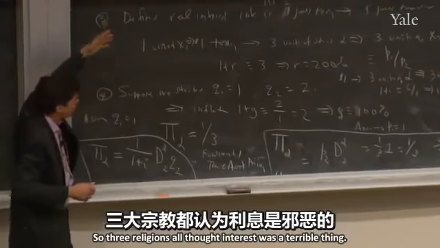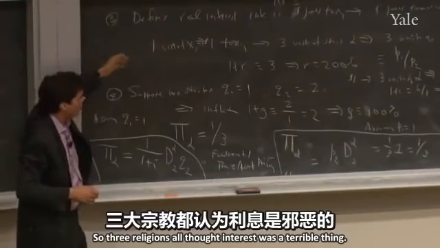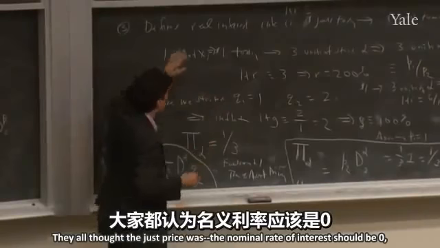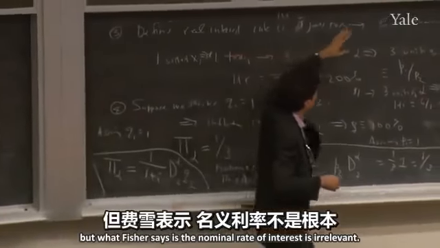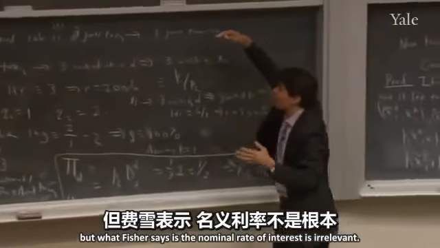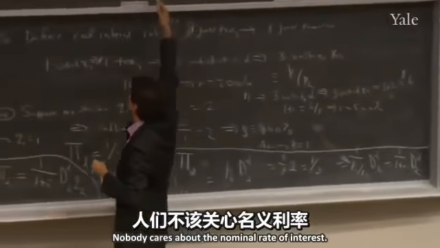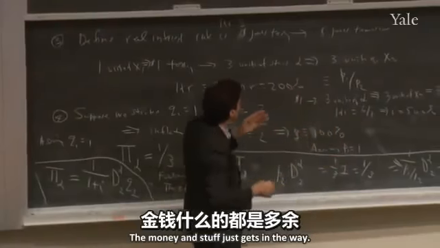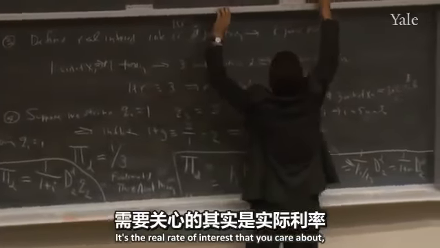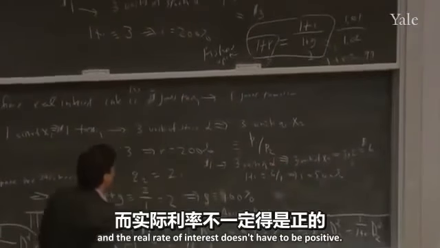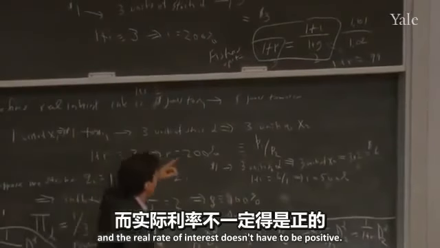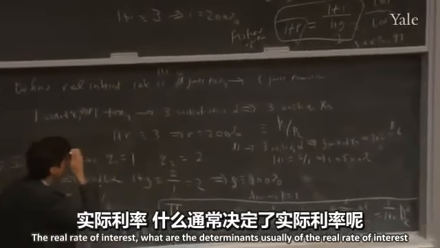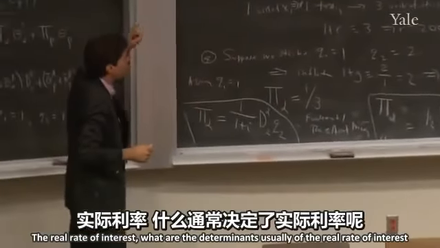So three religions all thought interest was a terrible thing. They all thought the just price, the nominal rate of interest, should be 0. But what Fisher says is the nominal rate of interest is irrelevant. Nobody cares about the nominal rate of interest. They look at apples today and apples next year. The money and stuff just gets in the way. It's the real rate of interest that you care about, and the real rate of interest doesn't have to be positive. It could be negative like it is today.